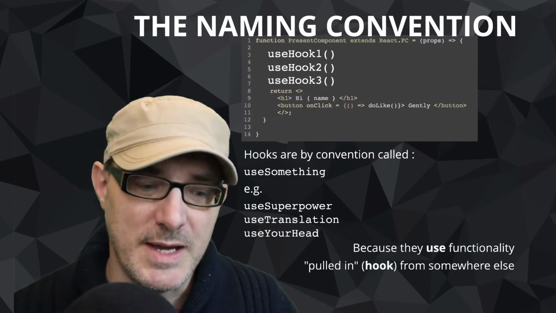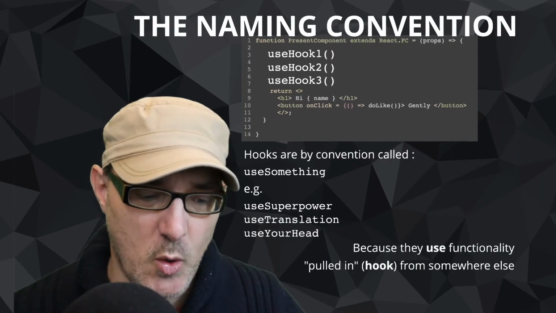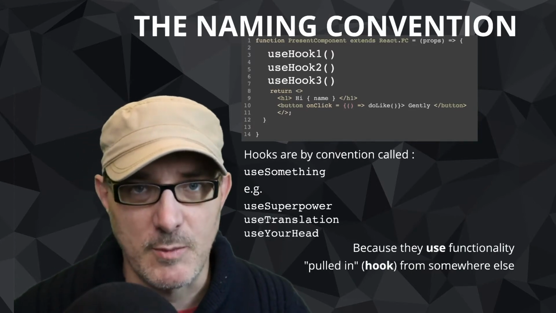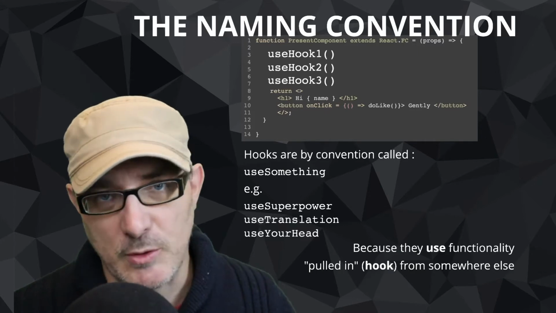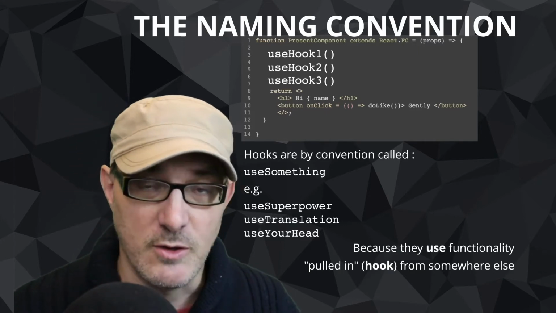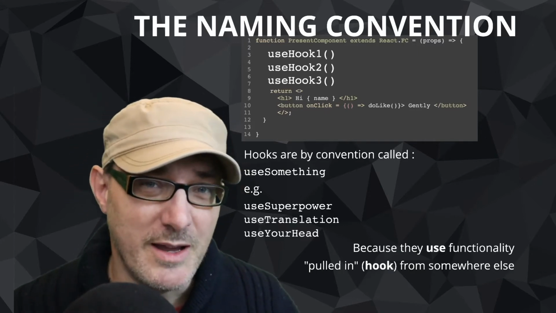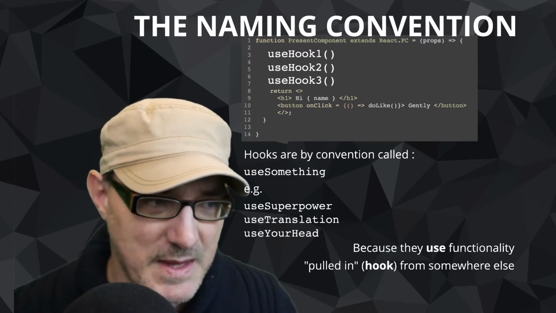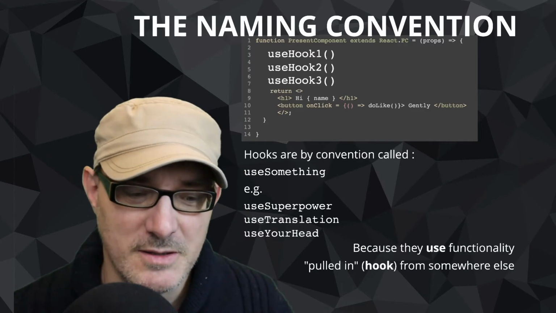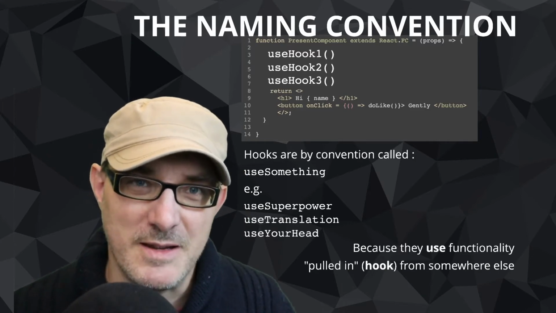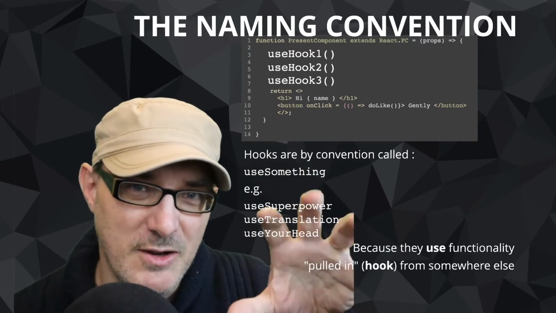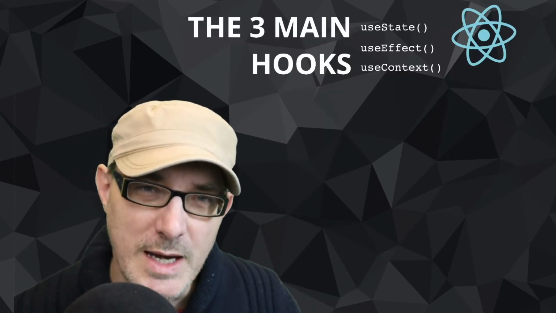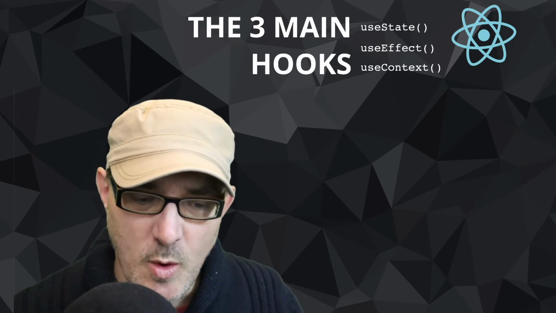The second thing to note is a naming convention. The names of hooks always start with use, or should start with use, then something, use something. So, for example, useState, useEffect, useTranslation, useQuery, and as my mum used to say, use your head. And the idea of hooks and this naming convention is hooks take and use functionality from other places inside the framework.